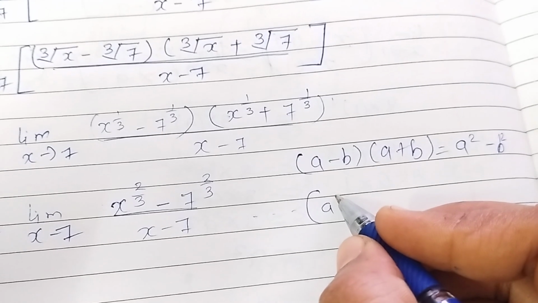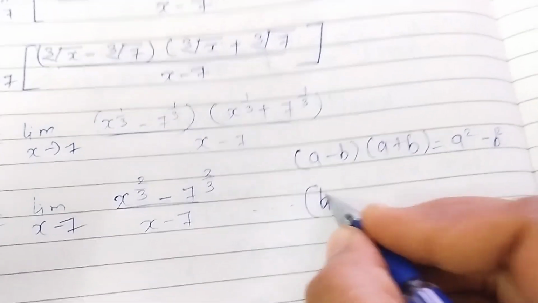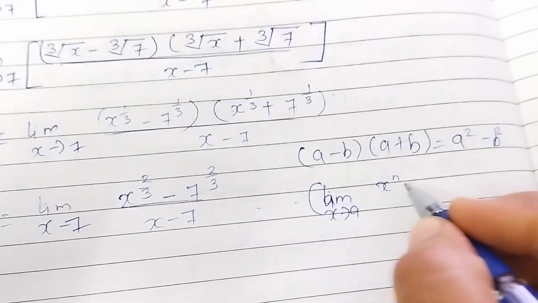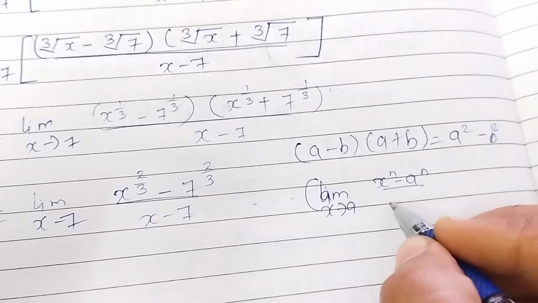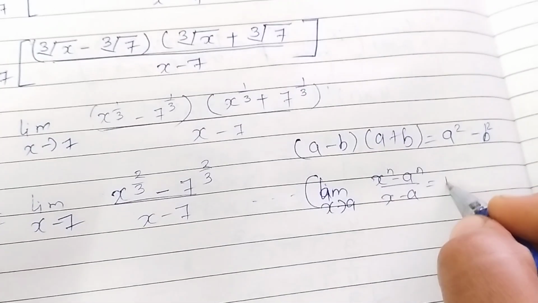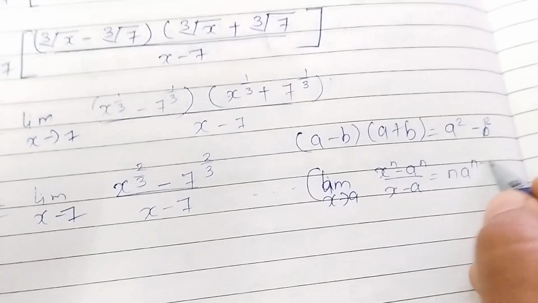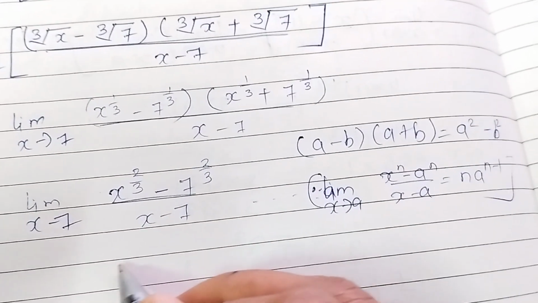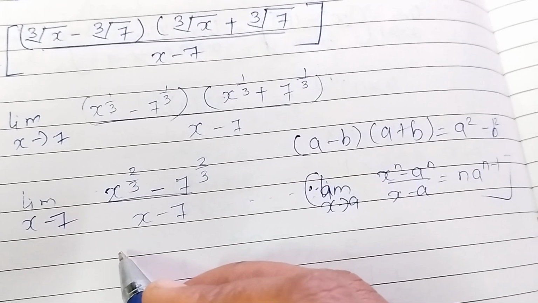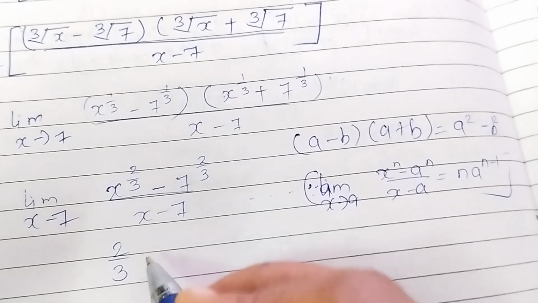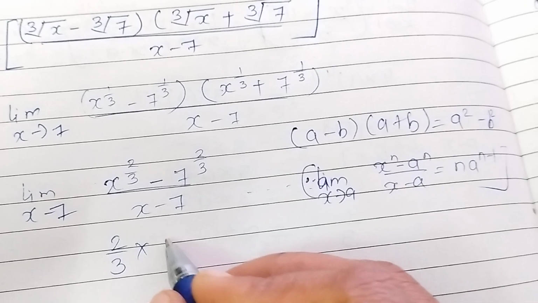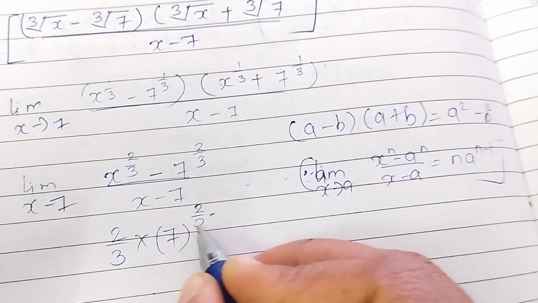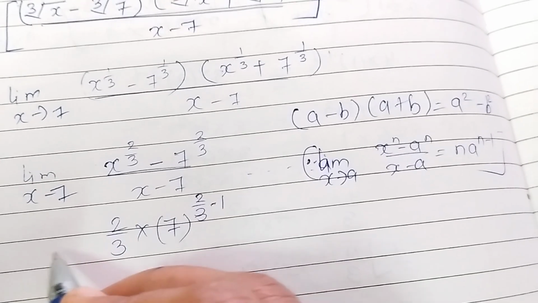So a raised to n, limit, first one, limit x tends to a, then x raised to n minus a raised to n upon x minus a. What is the formula? n a raised to n minus 1. सो ये फॉर्मूला अप्लाई करेंगे हम. सो फर्स्ट वन n, 2 upon 3, get multiply 7 raised to 2 upon 3 minus 1, right?